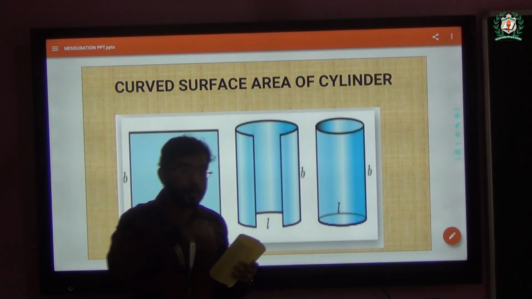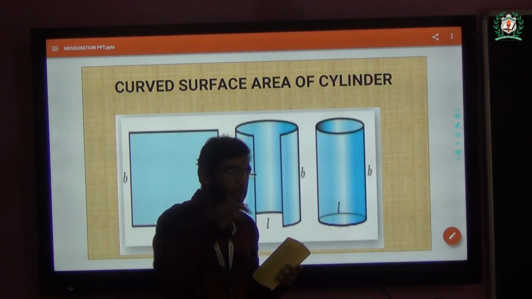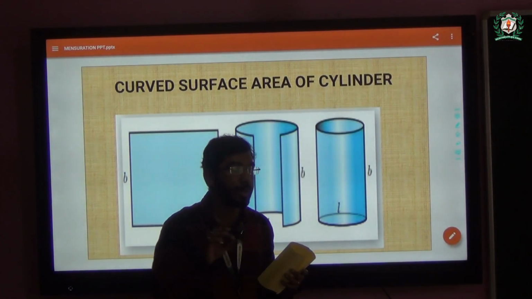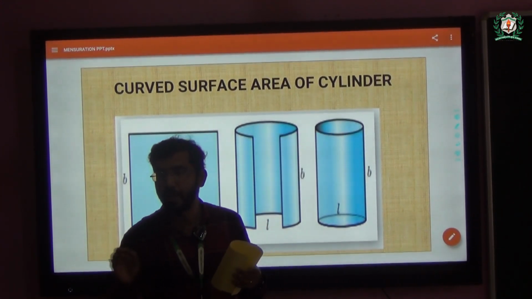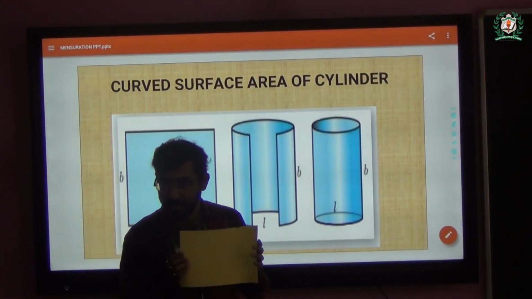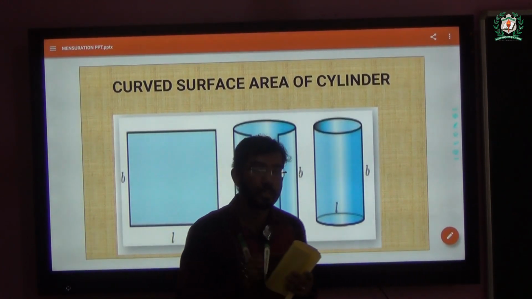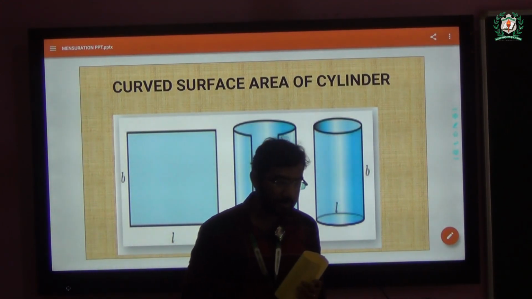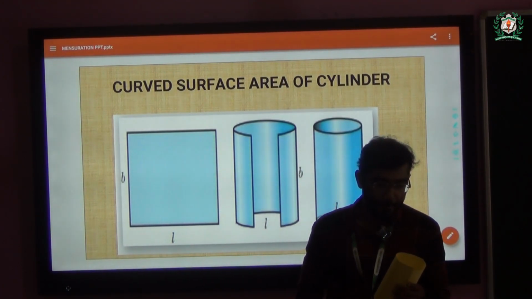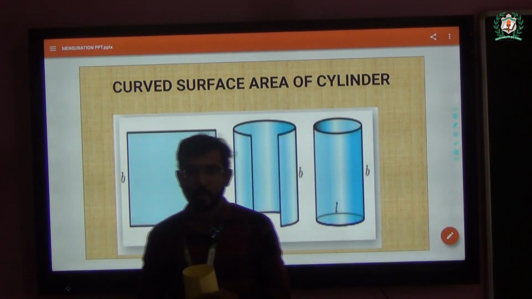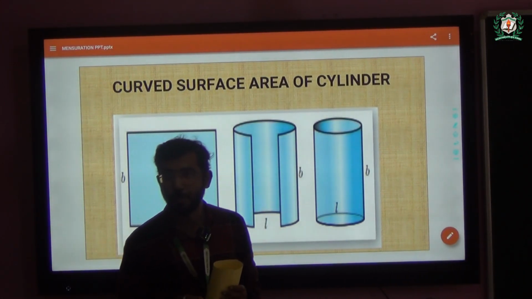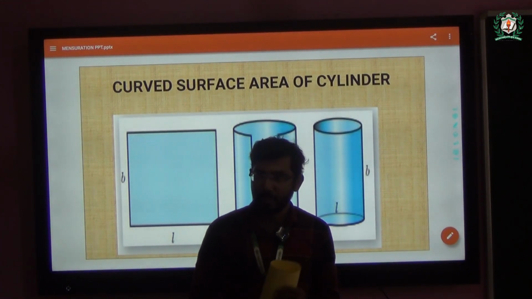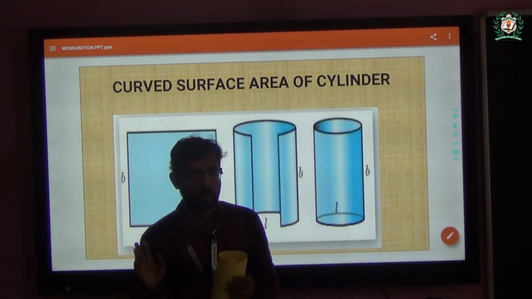Okay, and the breadth becomes what? H. So into H, done. So 2 pi r into H, that means 2 pi r H, is the curved surface area of a right circular cylinder. So curved surface area of a right circular cylinder equals 2 pi r H square unit. If the question is in meter, you can give square meter, centimeter, then square centimeter. Done. Any problem, any doubt, you can ask.